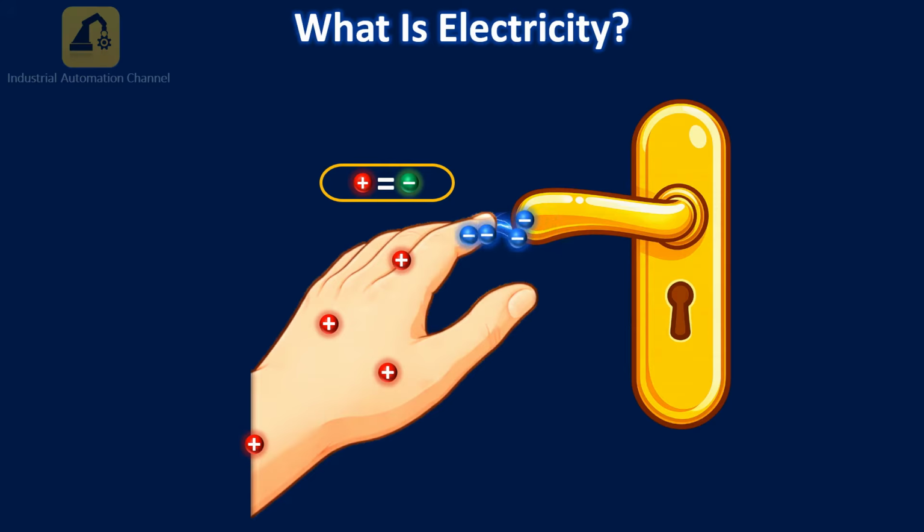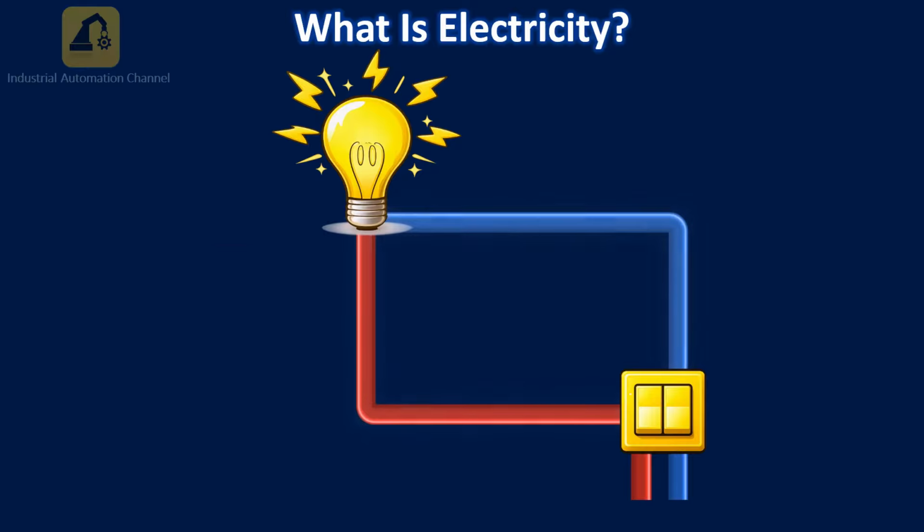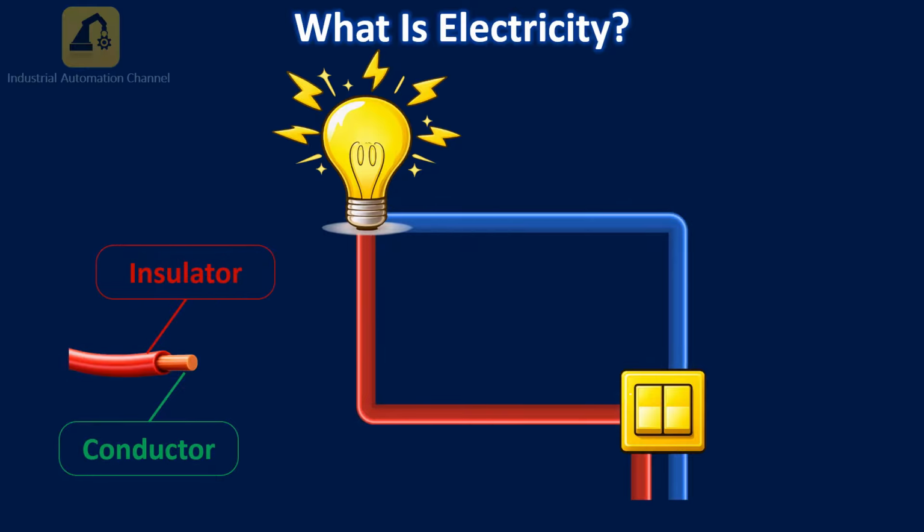And it teaches us one key idea: charges move when there's a path. In the carpet example, the path appeared suddenly and we felt a shock. But in an electrical circuit, we do the same thing on purpose and in a controlled way. So now let's go back to the lamp circuit. We build the path with wires and we use a switch to open or close that path whenever we want.